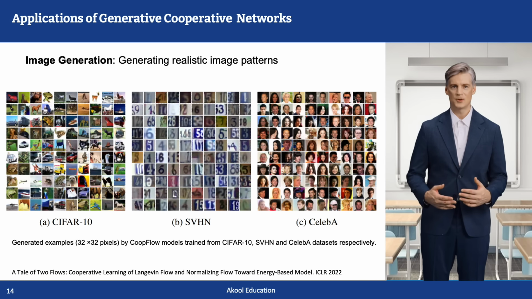Here are examples of images generated by CoopFlow on 3 datasets. All images are 32 by 32 pixels. You can see that CoopFlow captures fine-grained details and natural diversity across domains.